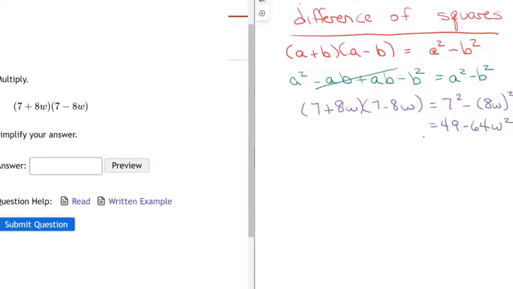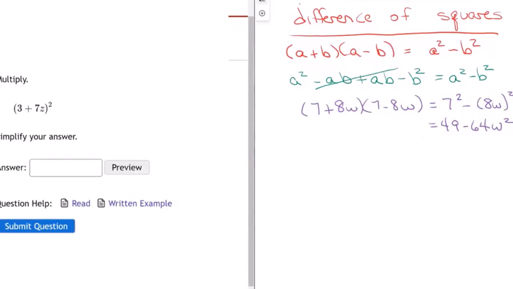Now, the really nice part happens when we have to go in reverse and we have to do what's called factoring. This is different. This is not the difference of squares. We have two special cases, difference of squares. This is called a perfect square trinomial.